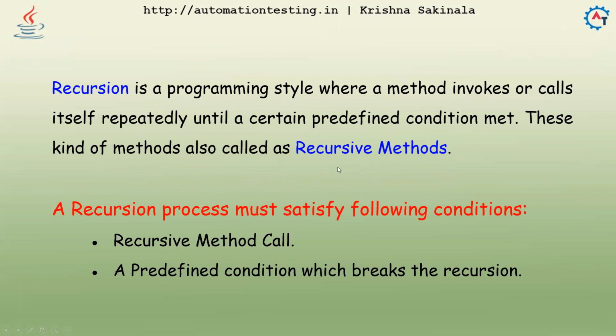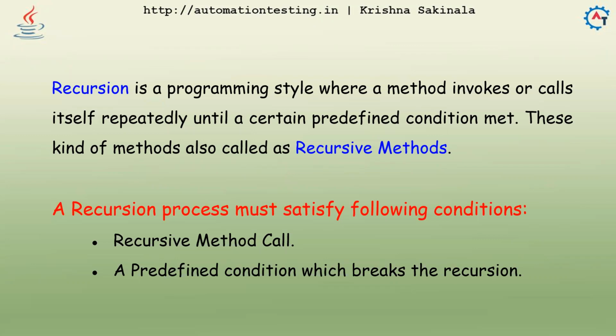Normally in Java, we'll create one method and we'll create another method. We'll call that other method inside this method, which means we can call a method from another method. So if you call the same method from inside the same method, that is called a recursive method. You have a method called M1. You're calling M1 inside M1, that is called a recursive method. So calling a method itself is called recursion.